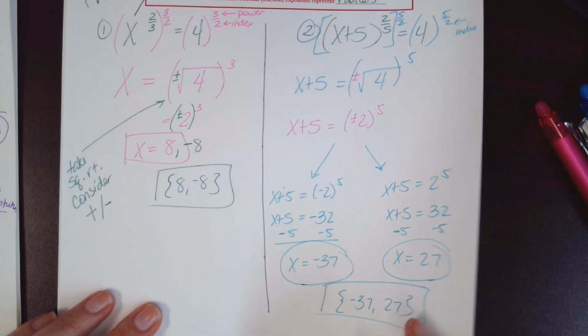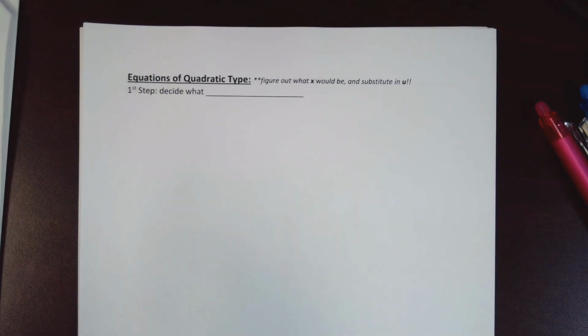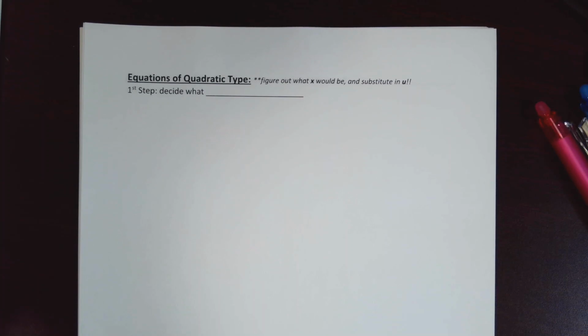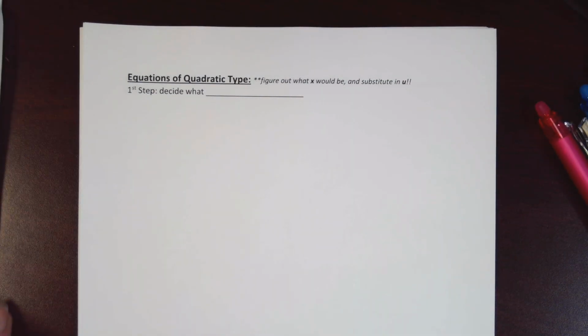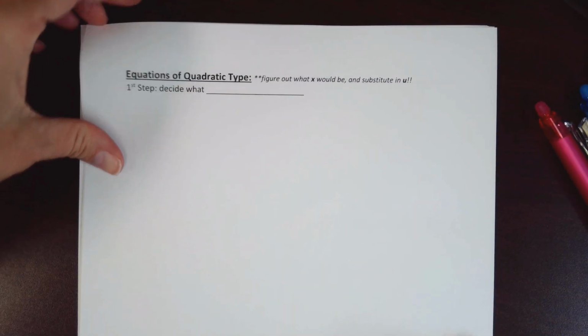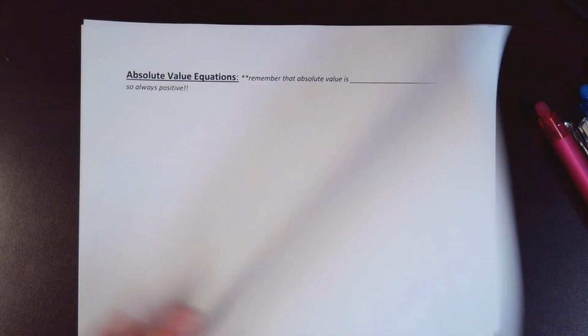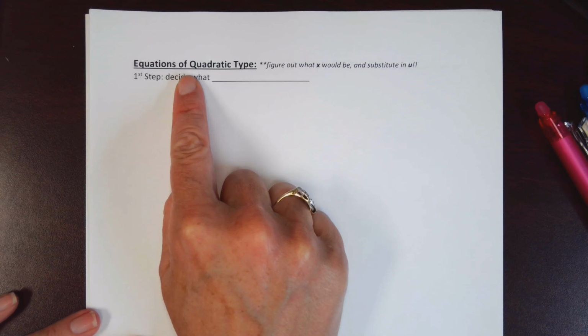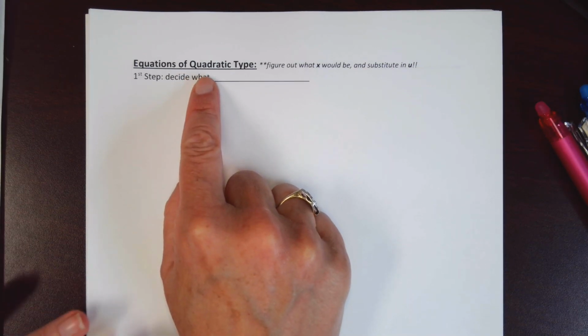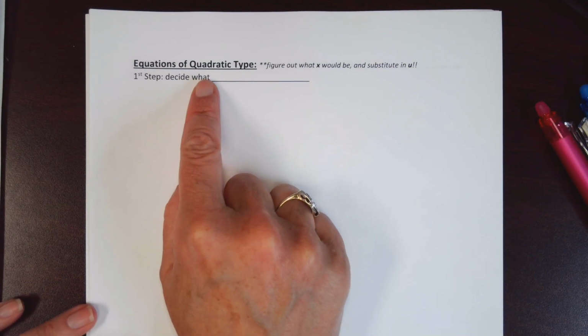We did radical equations, now we've done rational exponents, which are seriously related to our radical equations. Now we've got two left. Equations of quadratic type is our third, and then absolute value equations is going to be what we tackle last. Equations of quadratic type aren't squared, but they follow the same pattern as a squared or quadratic equation.